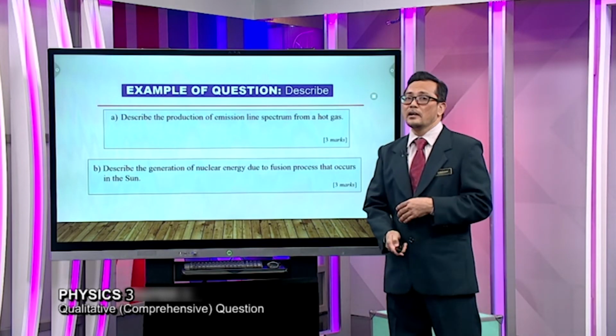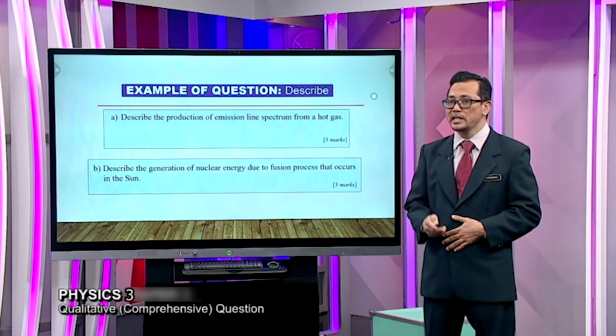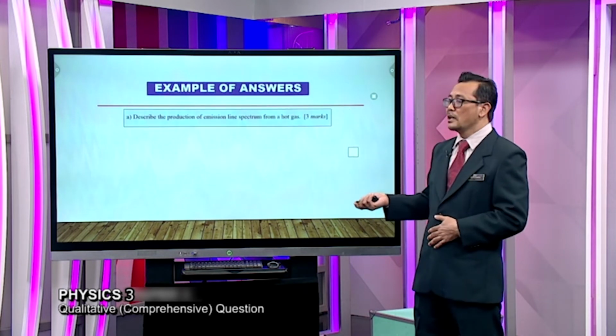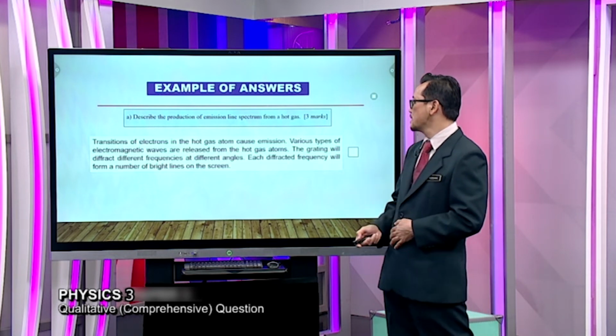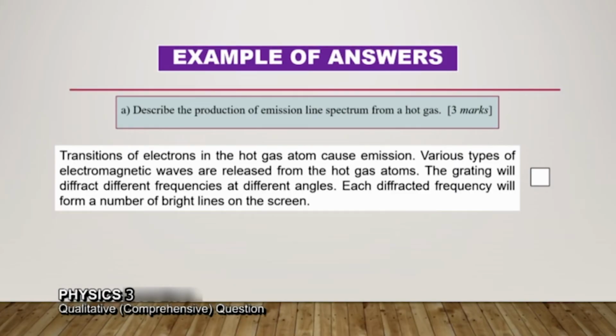Okay, so next, we have a question that asks students to describe. I have two questions here, but let's look at the answer for the first question. Now look at these answers. Transition of electron in the hot gas atom causes emission. Various types of electromagnetic waves are released from the hot gas atoms. The grating will diffract different frequencies at different angles. Each diffracted frequency will form a number of bright lines on the screen.